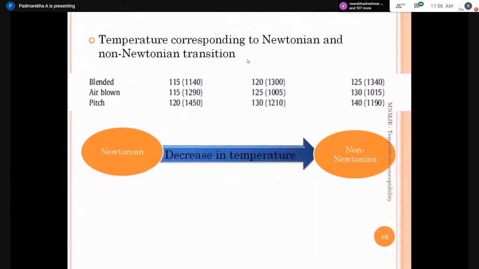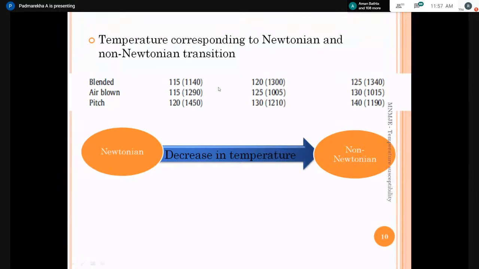So when you heat this, the volatile substance evaporates and it becomes stiffer. That is what happens when the bitumen ages. When we heat the bitumen during mixing and compaction operations, bitumen ages. Due to this aging, we call it short-term aging. Due to this aging, you can see that there is a transition happening at a higher temperature.